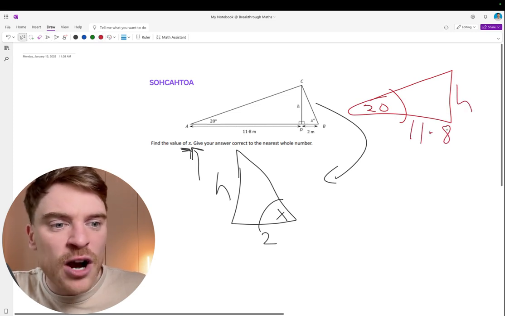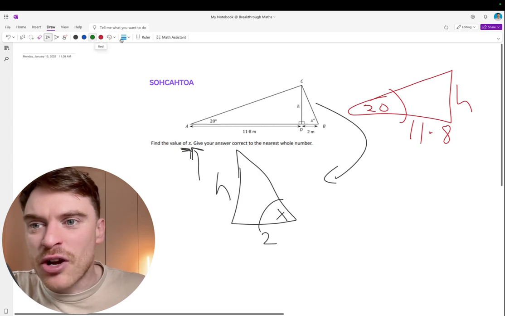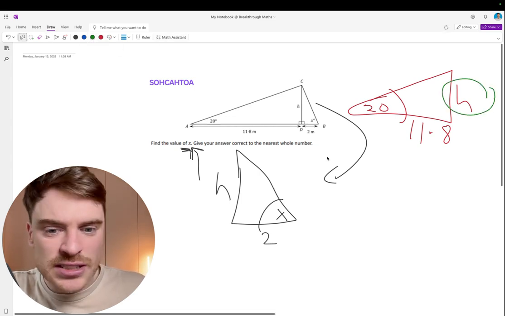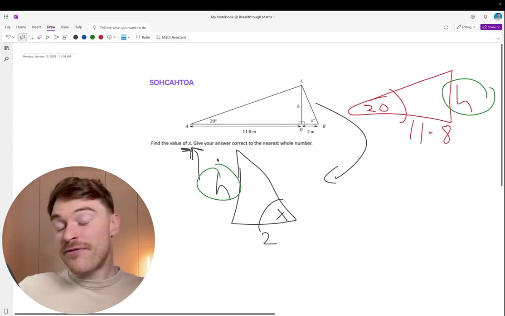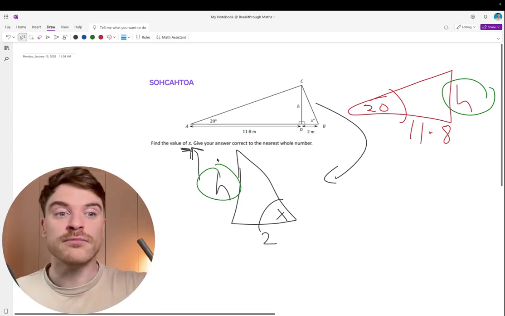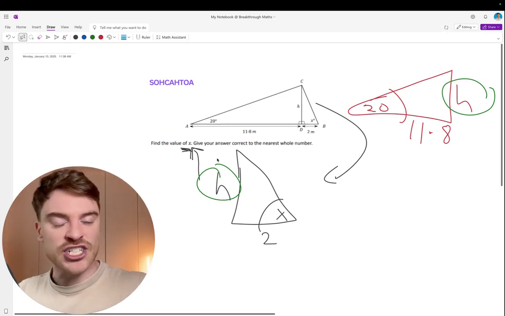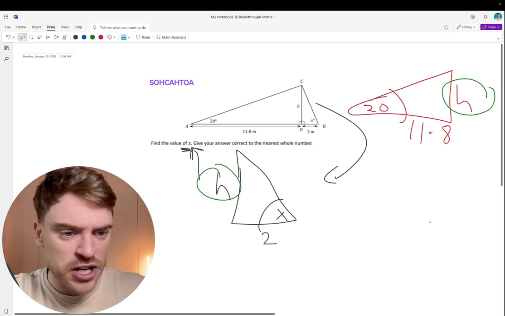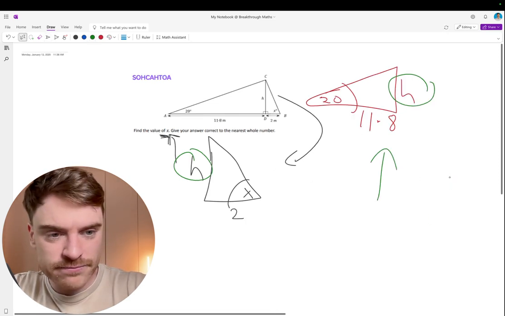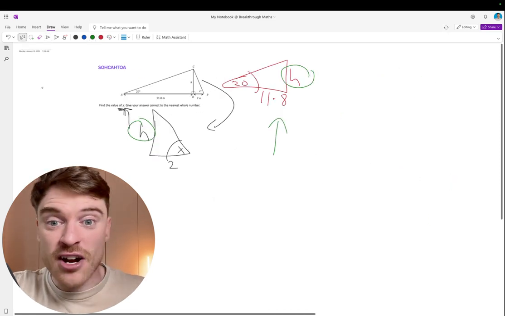We want to work out the value of h, because when we know h, we can put in for h here, and we can find x, because then it's just one unknown. Okay, so we need to find h in this triangle here. So what are you going to do here? You're going to use SOHCAHTOA again.